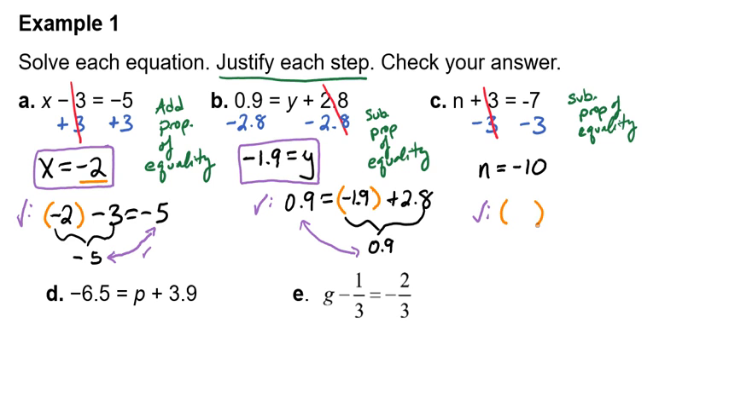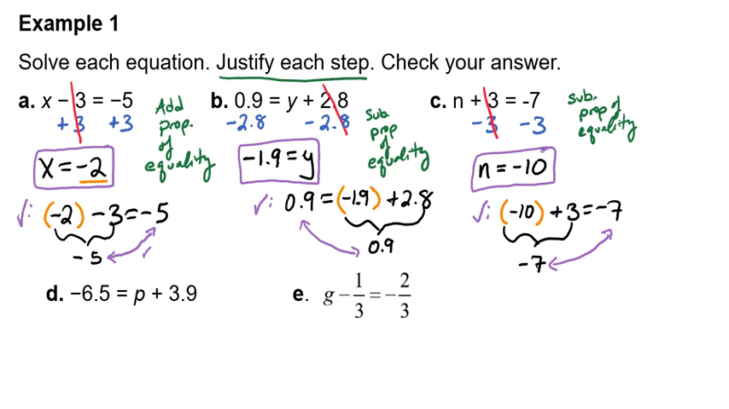So we're going to replace our n in the equation with the negative 10 that we got. And then we're going to go ahead and do the math over here on this left-hand side. And we see that negative 10 plus 3 is in fact negative 7. And because these then match, n equals negative 10 is the solution for that problem.